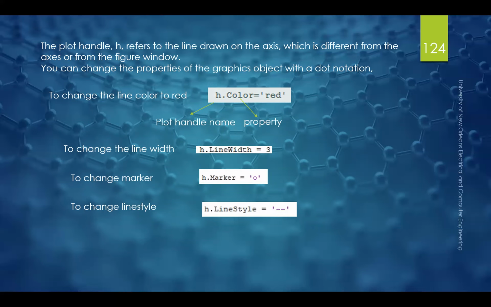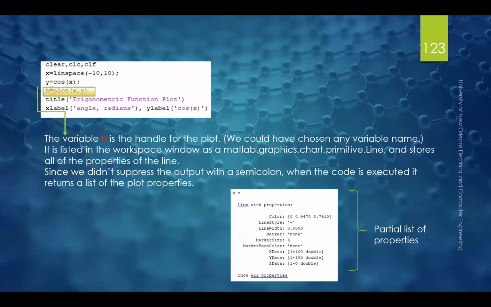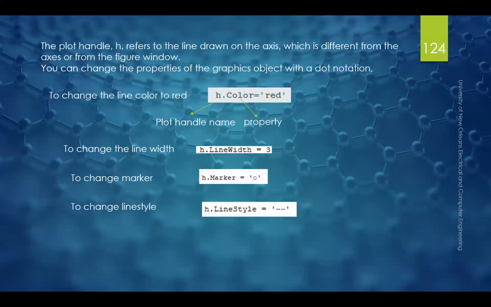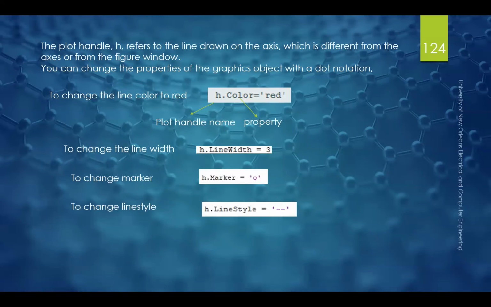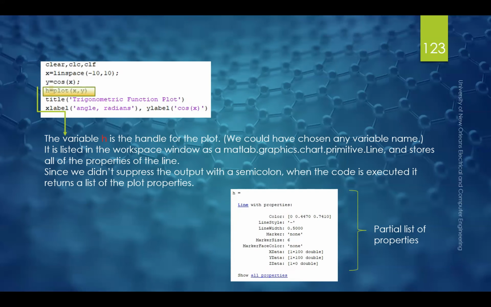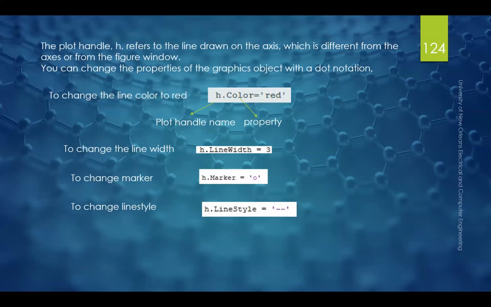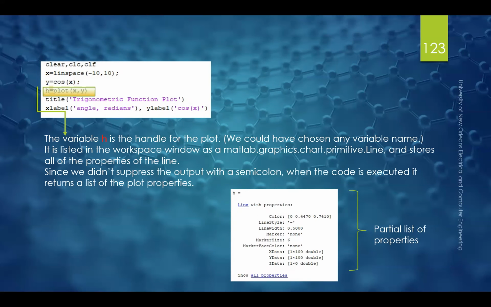If I want to change the line width, let me show you again from the previous one. You see how the properties include the line width, the color, and so forth, right? So I'm using the dot notation, H dot property, right? H dot color, H dot line width in this case, and I'm going to make it equal to 3. I can do other things: the marker, so we'll do H dot marker or H dot line style, which is here, right?